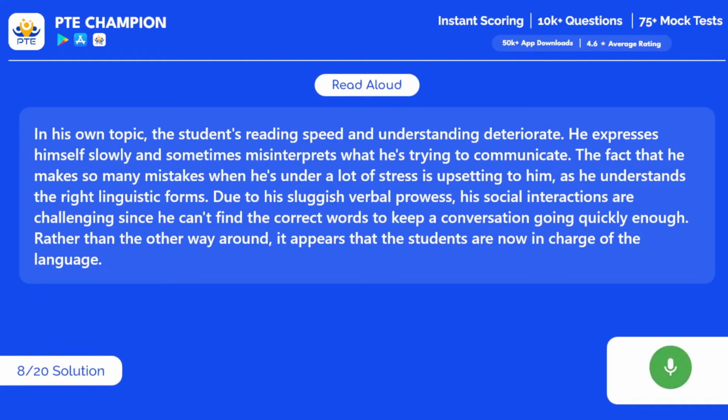In his own topic, the student's reading speed and understanding deteriorate. He expresses himself slowly and sometimes misinterprets what he's trying to communicate. The fact that he makes so many mistakes when he's under a lot of stress is upsetting to him, as he understands the right linguistic forms. Due to his sluggish verbal prowess, his social interactions are challenging since he can't find the correct words to keep a conversation going quickly enough. Rather than the other way around, it appears that the students are now in charge of the language.